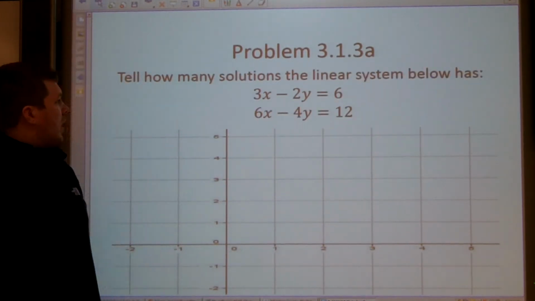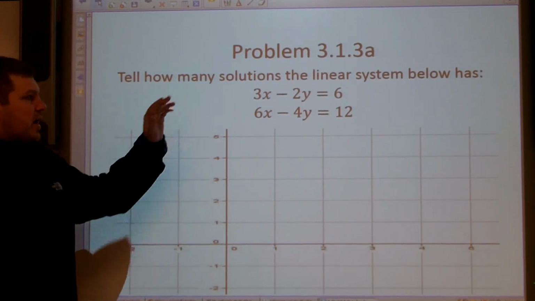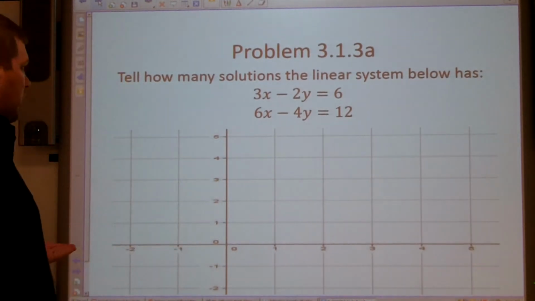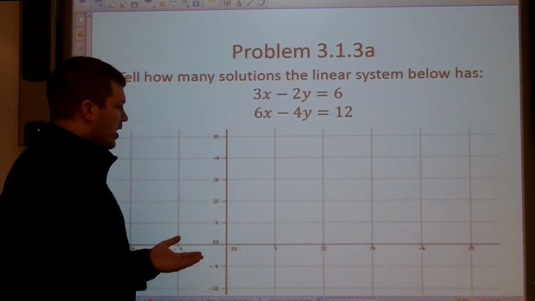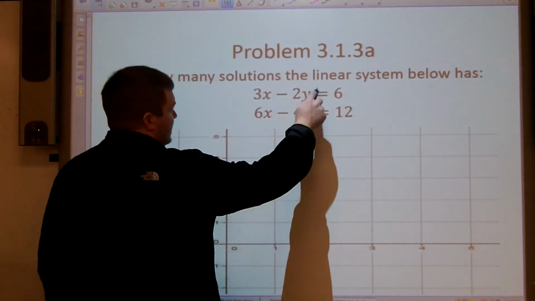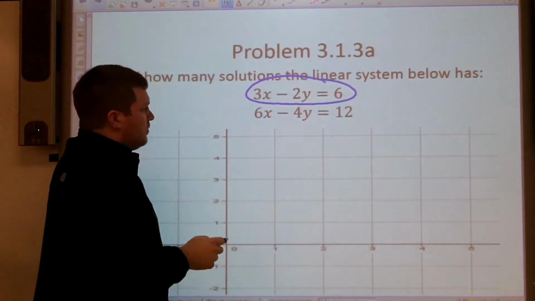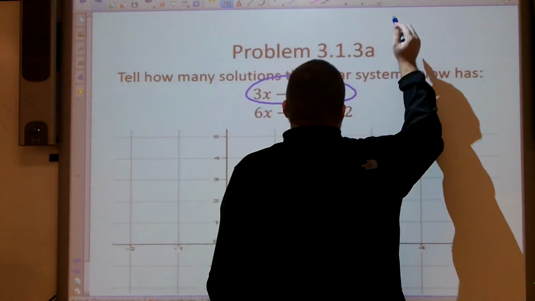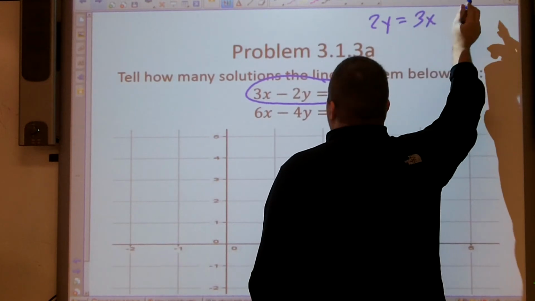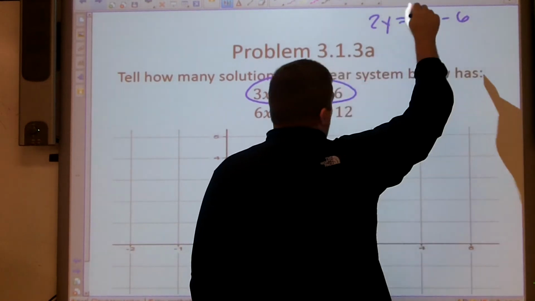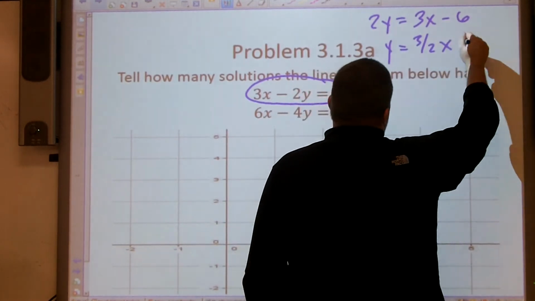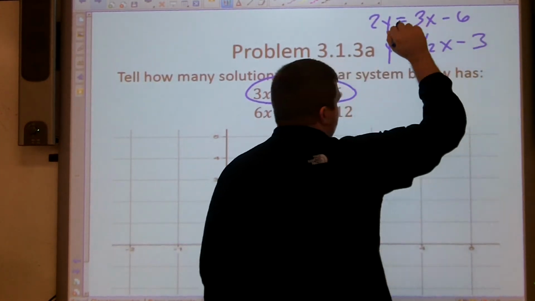Okay. Now we want to look at this equation and tell how many solutions this linear system should have. Well, the only way to really do it is just to go ahead and graph it. Like we did on the previous problem, I'm going to get y by itself for each one. So the top equation I'm going to do in blue. So we're going to have 2y is equal to 3x minus 6, and then get y by itself. So we have y is equal to 3/2 x minus 3.